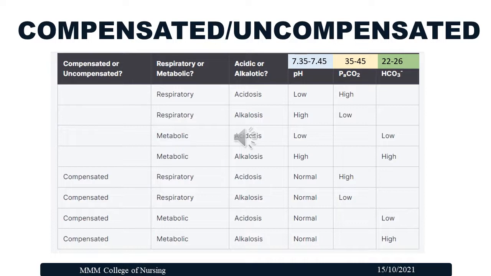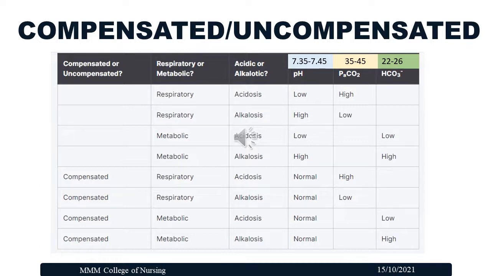To simplify and summarize, if pH is low and partial pressure of carbon dioxide is high, it is called respiratory acidosis. If pH is high and partial pressure of carbon dioxide is low, it is called respiratory alkalosis. If pH is low and bicarbonate is also low, it is called metabolic acidosis. If pH is high and bicarbonate is also high, it is called metabolic alkalosis.